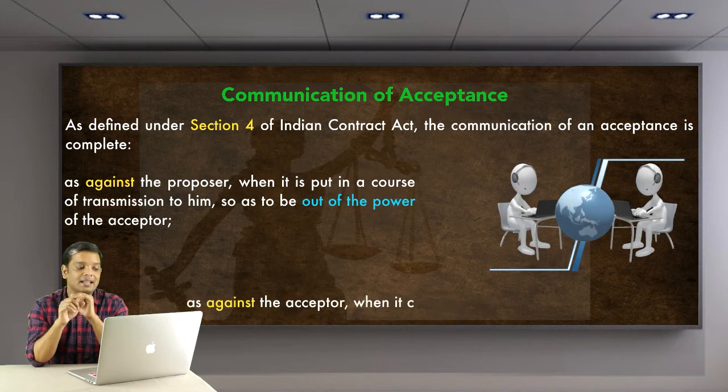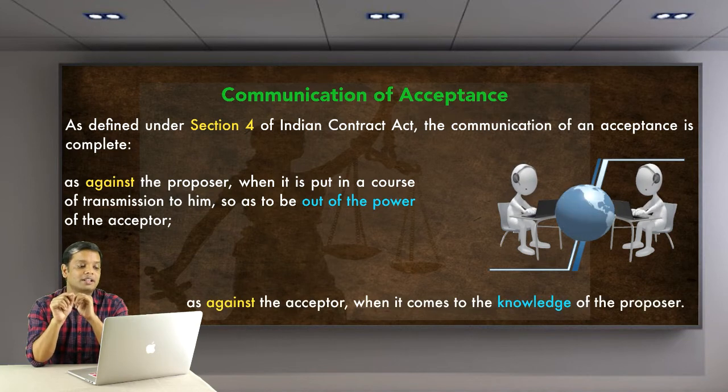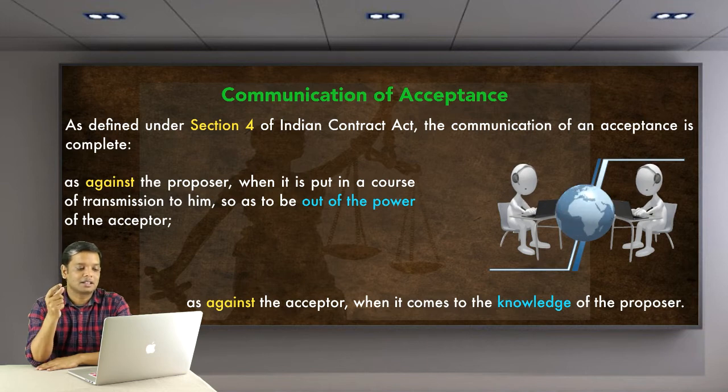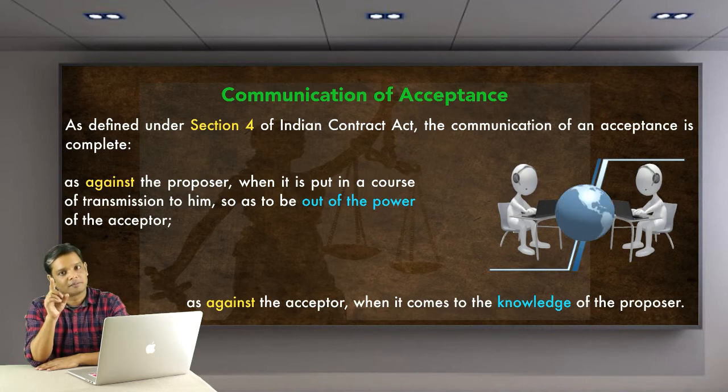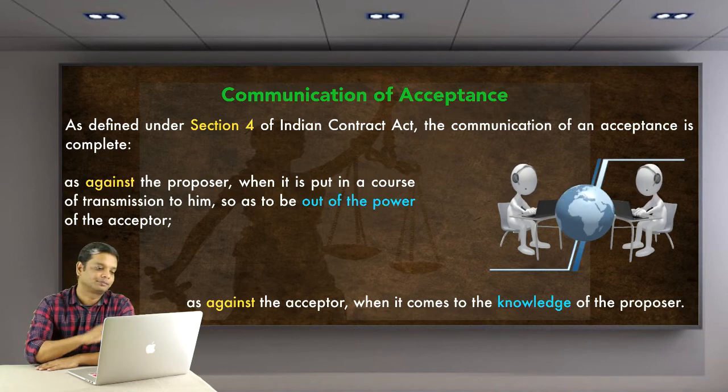Next point, as against the acceptor, when it comes to the knowledge of the proposer. So for you, being an acceptor, it is completed when the person whom you replied to comes to know. So now you don't have any opportunity or any chance to revoke that. Your reply reached the proposer, you are done.